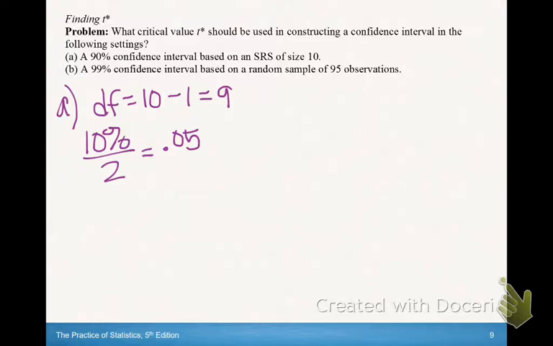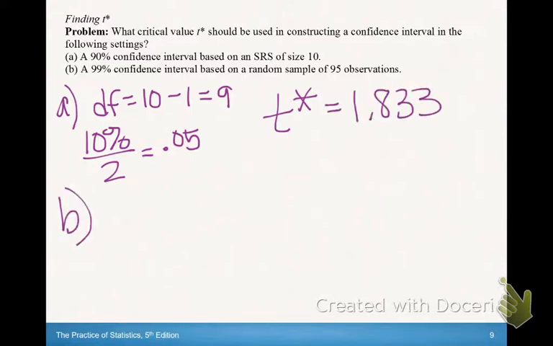So going to table B in the back of your book, you'll see in the calculator how to do that here soon. But for right now, we're going to use the back of the book. This is actually on page 35 of your packet. It got out of order. So when I go to the back of the book, I get a T-star of 1.833.